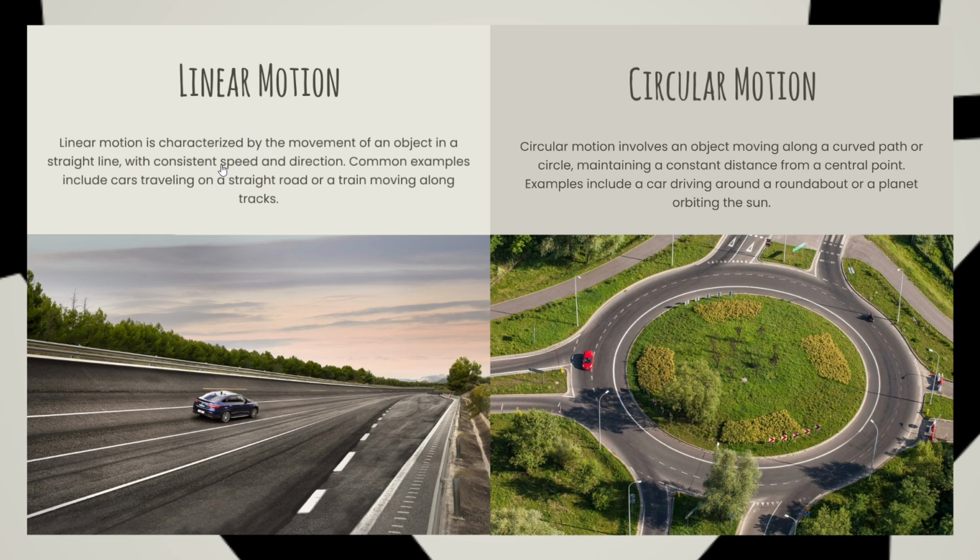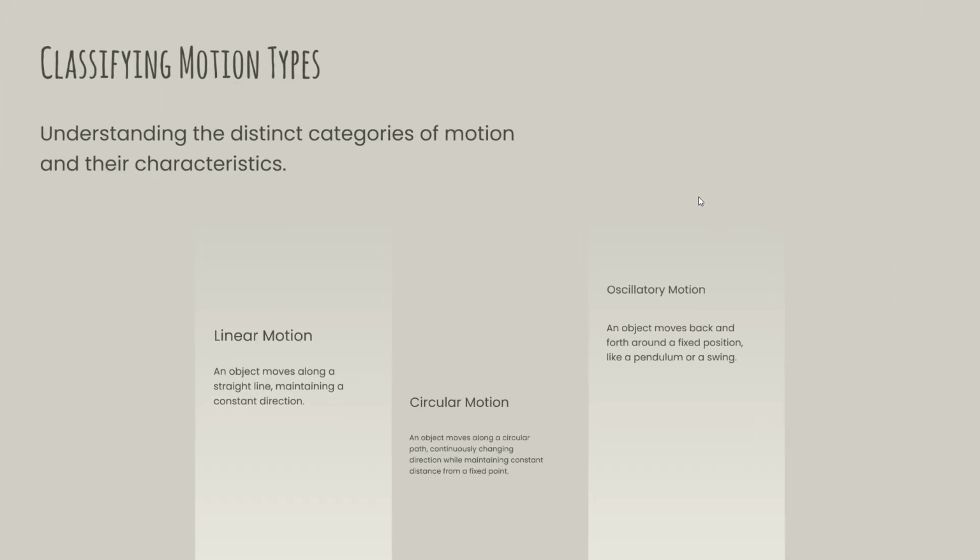Linear motion is straight motion. Common examples include a car traveling on a straight road or a train moving along tracks. Circular motion is when an object moves along a curved path, maintaining a constant distance from a center point. Examples are a car driving around a roundabout or a planet orbiting the sun. Those are the examples. We can classify the motion types.